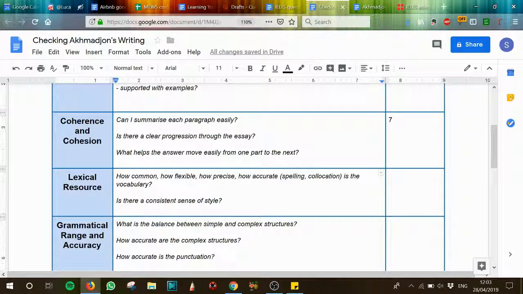So in general, the vocabulary is really, really good. It's less common, it's flexible, most of it is precise, lots of it is accurate. But there are one or two examples where that is not true.